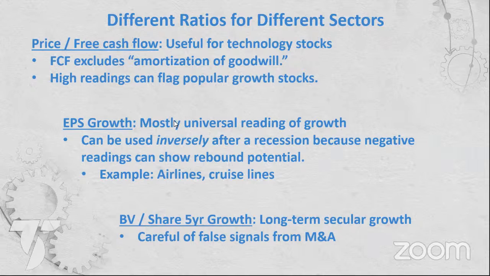All right, so earnings growth is the most overall universal measure of growth. The problem with it is that, for example, if a company had negative earnings, that'll cause the numbers to be off.